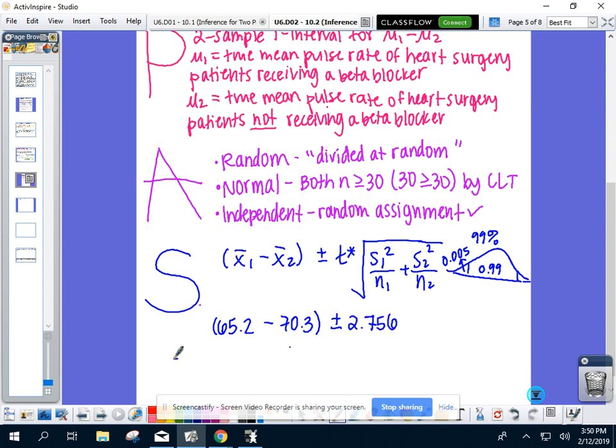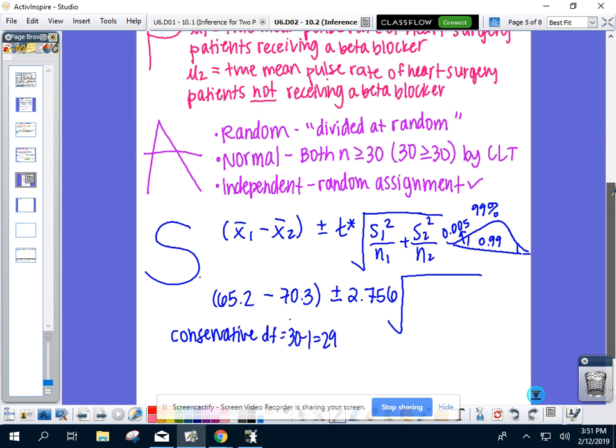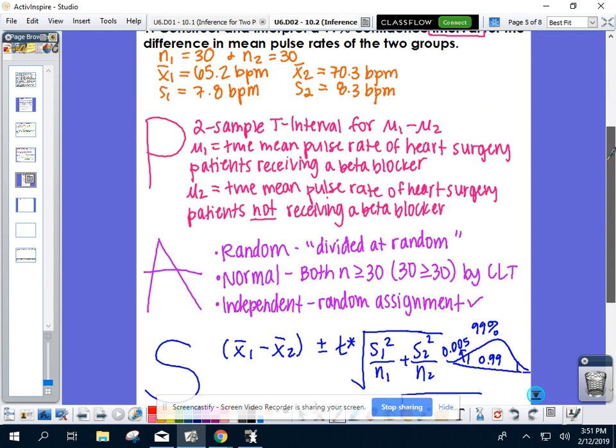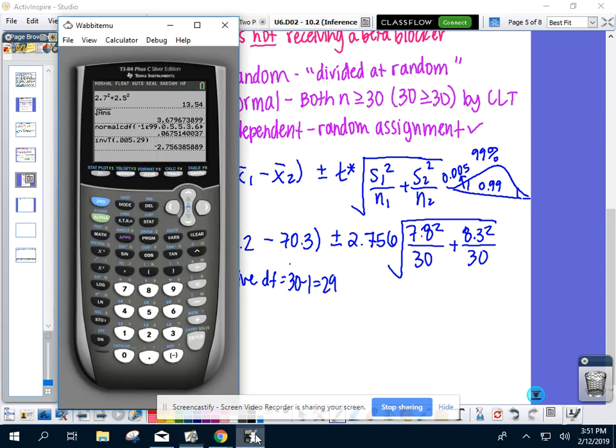And then I'm going to write over here conservative, DF equals 30 minus 1, so that whoever's grading my test knows I used that version of the DF. Square root, my S's were 7.8 and 8.3, so I'll write 7.8 squared over 30 plus 8.3 squared over the other 30. Okay, now let's just type that right into the calculator as it is.